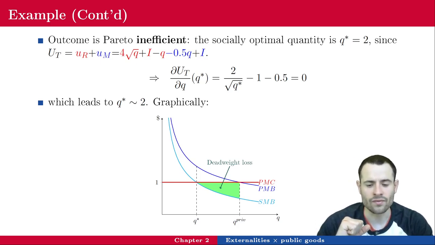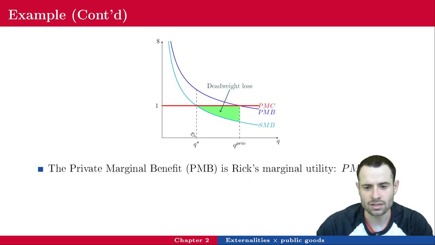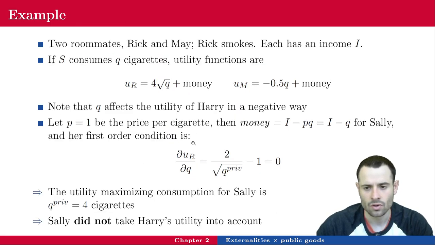So what's going to happen graphically? Graphically, we have PMB, the private marginal benefit. This is the demand coming from Rick. Imagine that instead of 1, we had a price equal to P. Then you would have P here that you can take to the other side, and that gives you the demand for cigarettes coming from Rick alone.